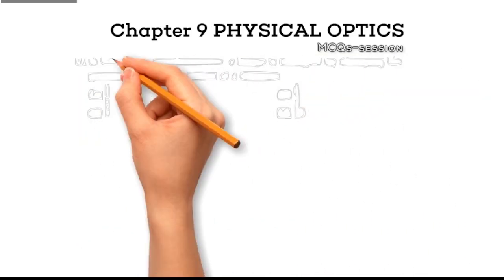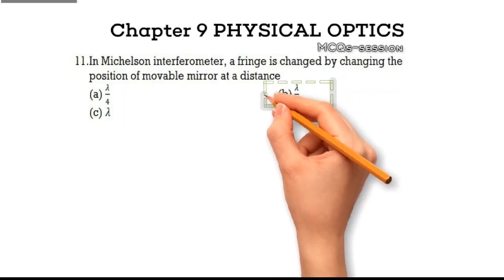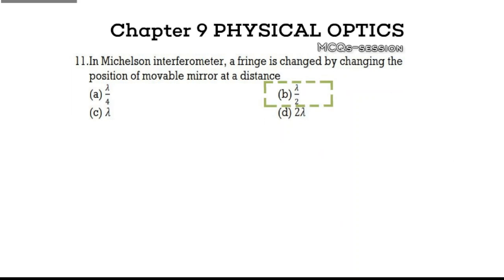Question 11. In Michelson interferometer, a fringe is changed by changing the position of movable mirror at a distance. A. 1/4 the wavelength, B. Half the wavelength, C. 1 wavelength, D. Twice the wavelength. Correct answer, B. Half the wavelength. Explanation. Moving the mirror by half the wavelength alters the optical path difference, shifting the interference fringe.